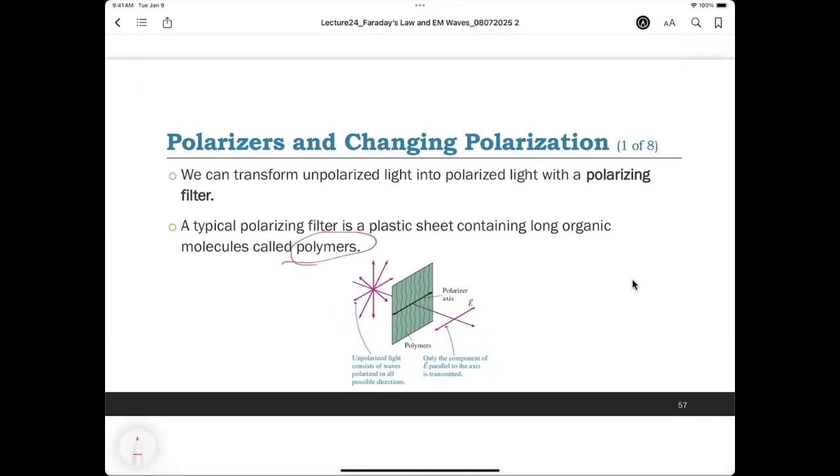This is just an application of polarization. You can see this one is polymers, and this part is unpolarized light, consisting of light polarized in all possible directions. After this filter, only the components of the electric field parallel to the axis are transmitted. This is how the polarizing filter works.